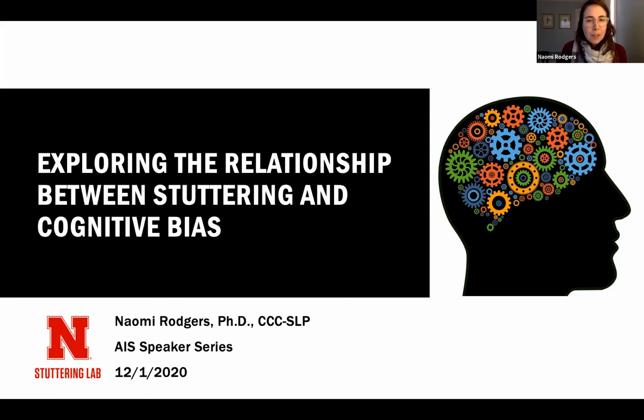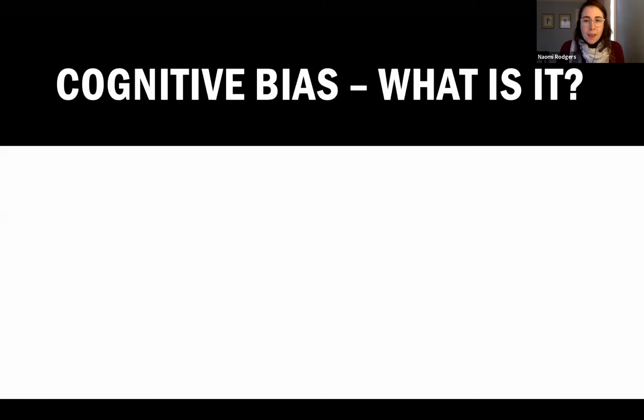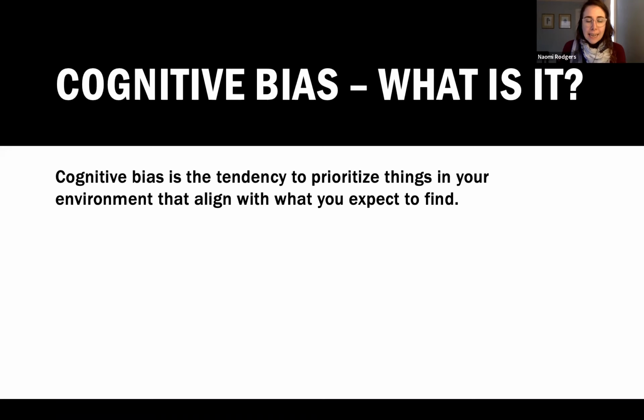So I'm going to start by just providing a little bit of background on the topic of cognitive bias. So what is it? Cognitive bias is the tendency to prioritize things in your environment that align with what you expect to find. So we all go about our everyday lives with a certain worldview or perspective, and we tend to look for things around us that support or are in line with what we are expecting to find in our environment and the world around us.